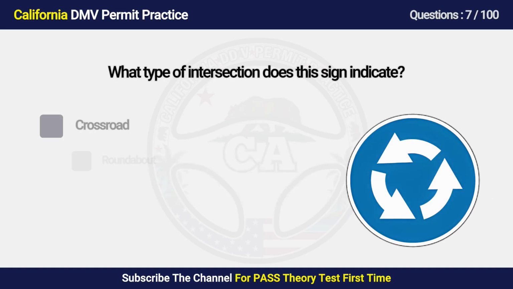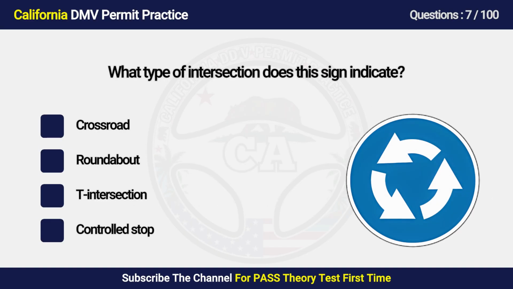Question 7. What type of intersection does this sign indicate? A. Crossroad. B. Roundabout. C. D. Controlled stop.